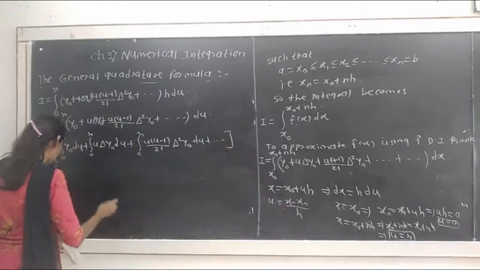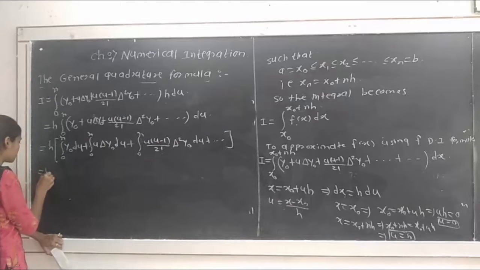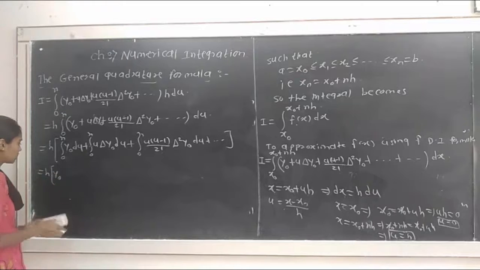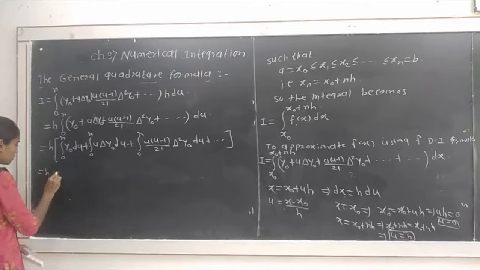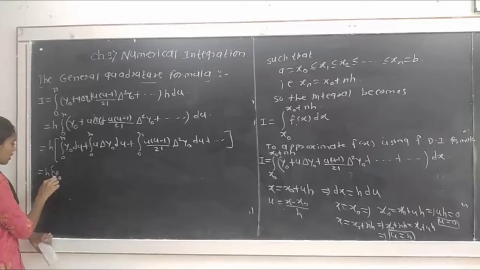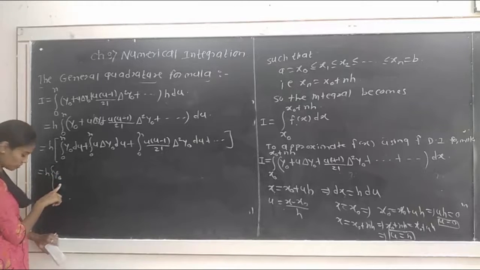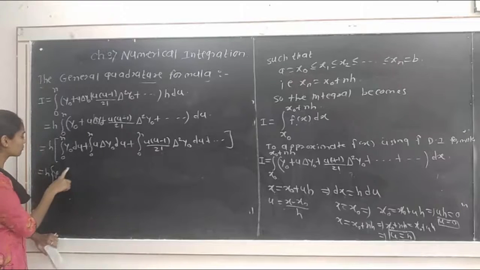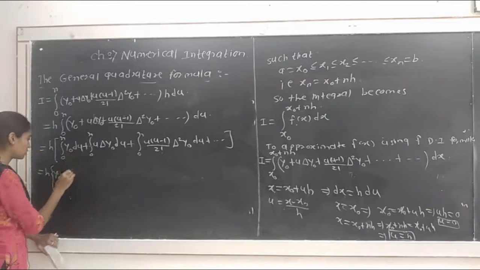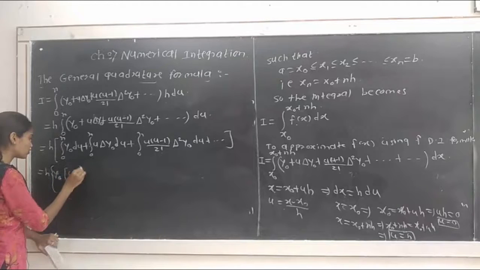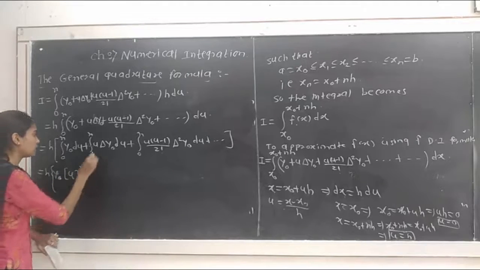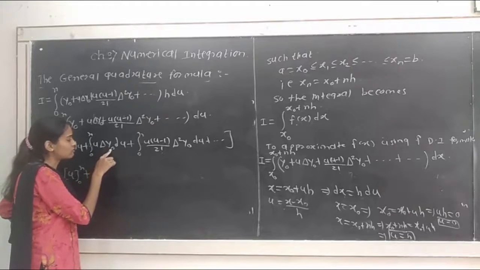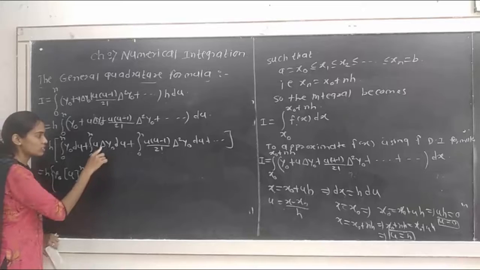Then we have to take the integral of each term. So h will be as it is, then the integration of the first term will be y0. Here y0 is a constant, because it is the value of the function at point x0, so we take it outside the integration. The integration of du will be u, with limits from 0 to n, plus, then again delta y0, the first forward difference of this value of the function, which is also a constant.